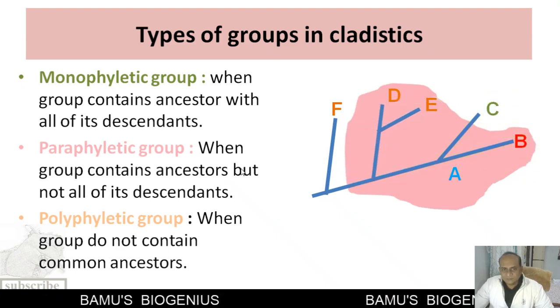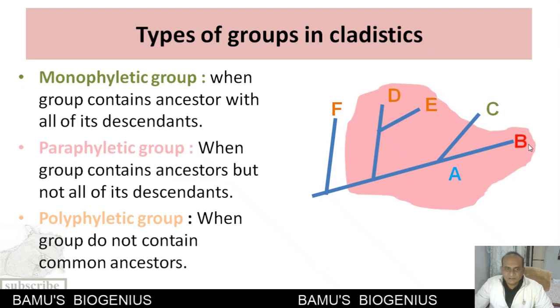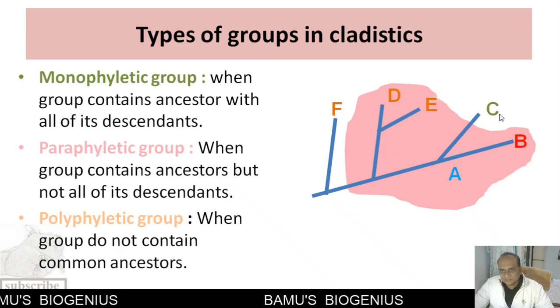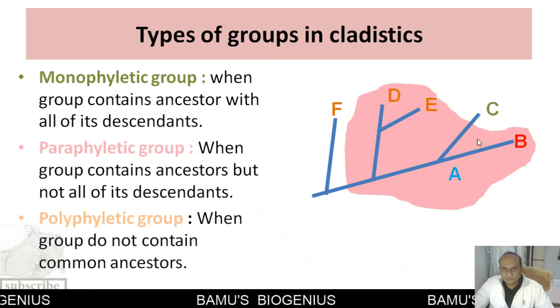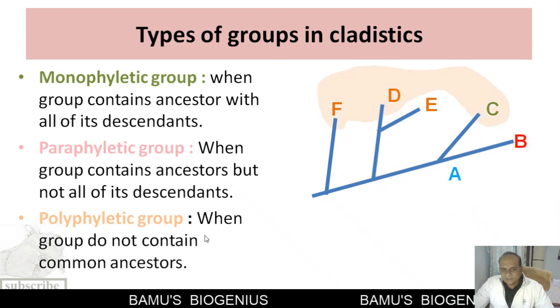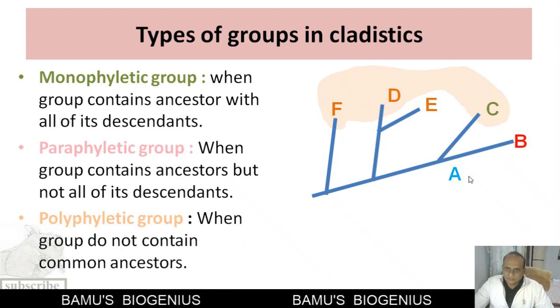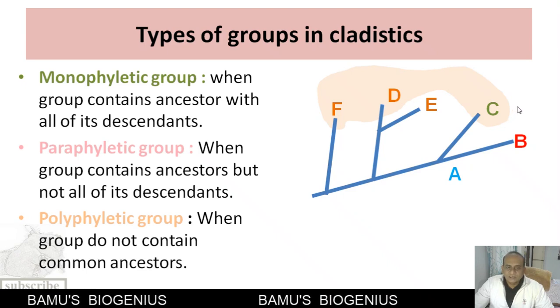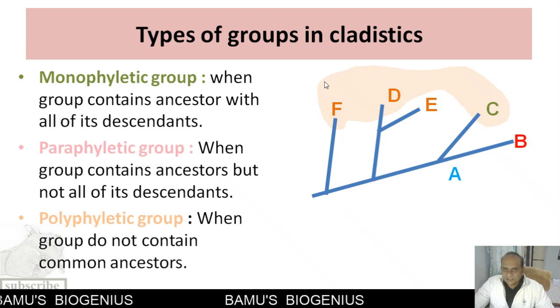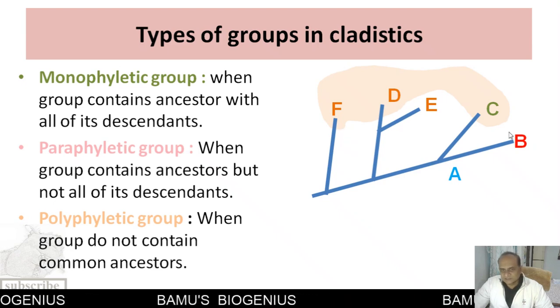Then the paraphyletic group: when a group contains an ancestor but not all of its descendants, it is called a paraphyletic group. You can see here C, which is a descendant of this ancestor A, is not included in this group. So this group is called paraphyletic. The last one is the polyphyletic group. A polyphyletic group is one that does not contain the common ancestor. The common ancestors are excluded and only the descendants are there, and these descendants are unrelated to each other. They don't have a common ancestor. Such a group is called a polyphyletic group.